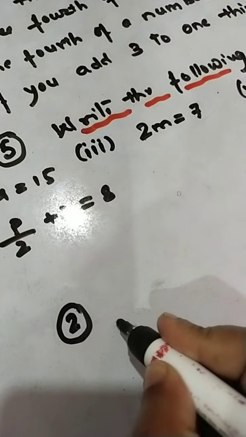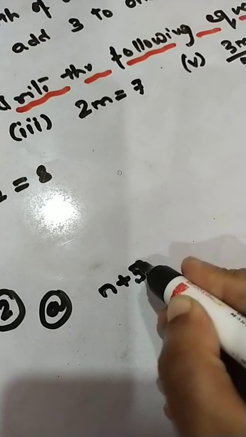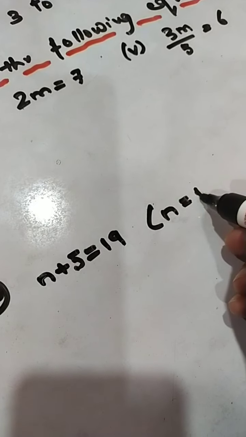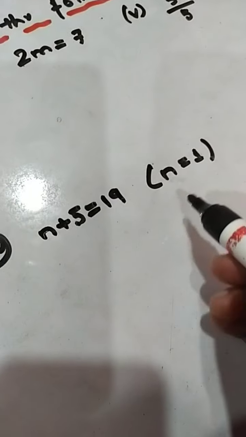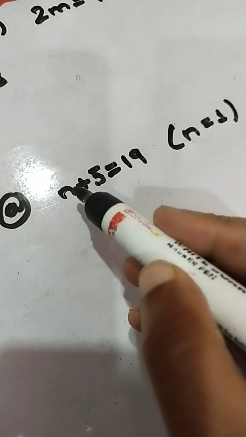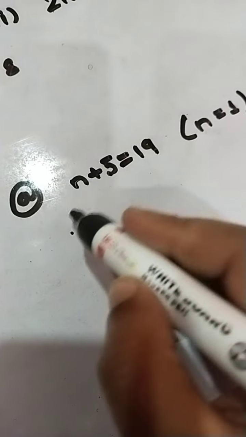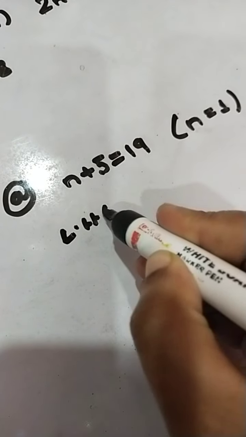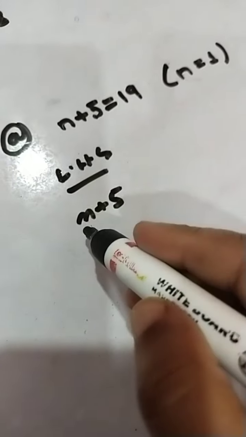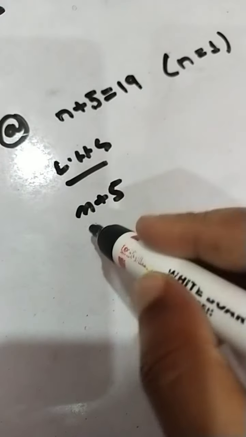So in question number 2, sum number A, we have n plus 5 is equals to 19, and in bracket the value of n is given 1. So now what you have to do is put the value of n in the place of n, and see whether it is matching with the right hand side or not. So n is on the left hand side, so you will write LHS, and you will write whatever is given on the left hand side, that is n plus 5. Now in place of n we'll write 1.